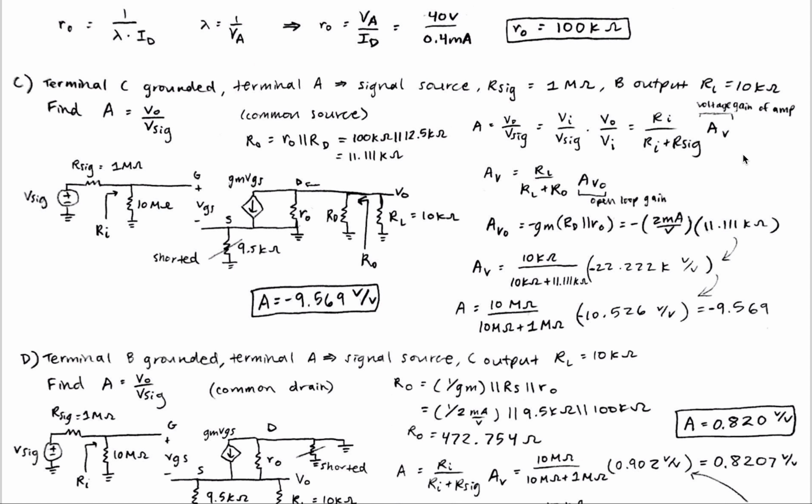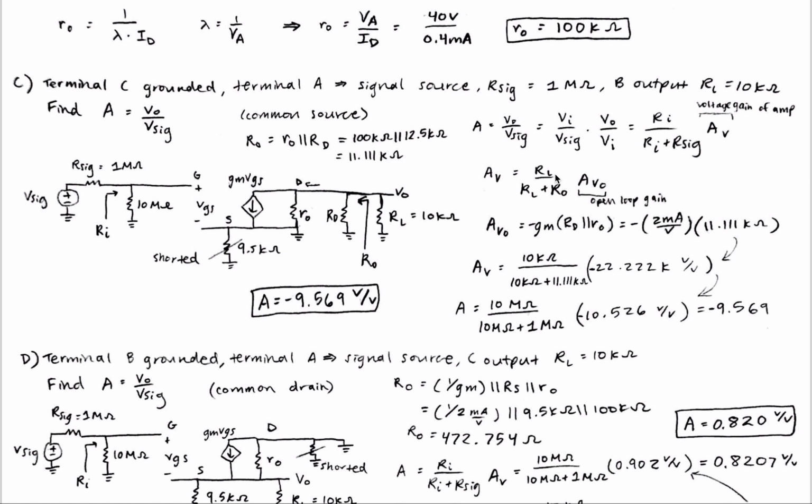And we know all these values for Ri and our signal, and then AV, the voltage gain of the amplifier, is this equation. We know RL and RO. I calculated big RO here, which is small RO in parallel with RD, and that's equal to around 11 kilo ohms.